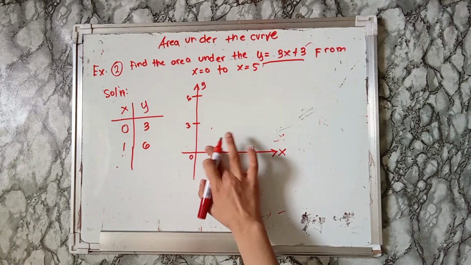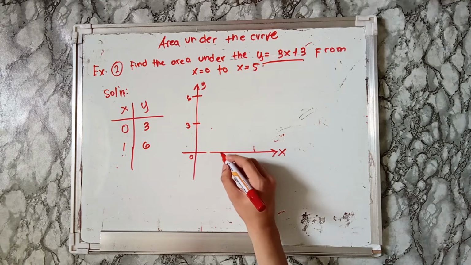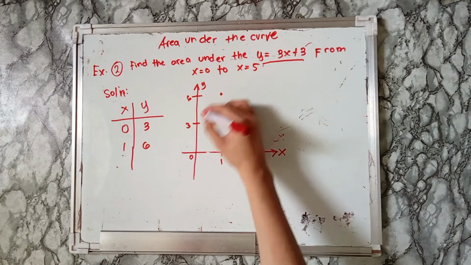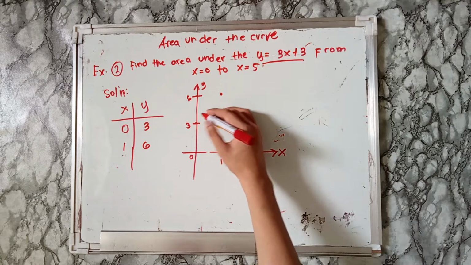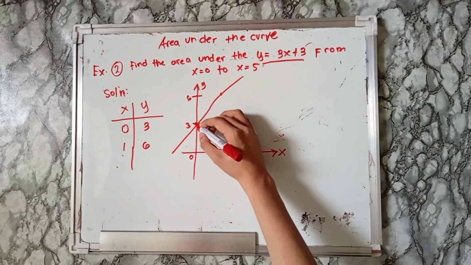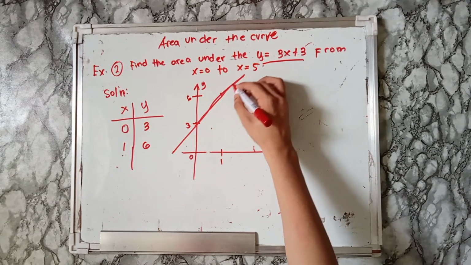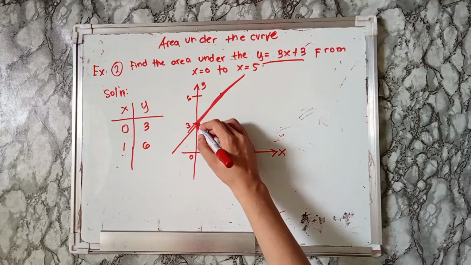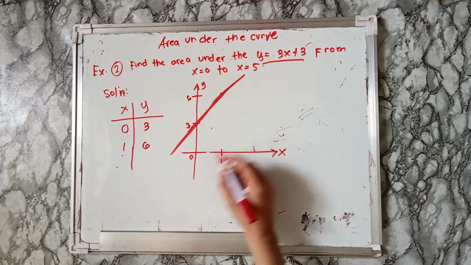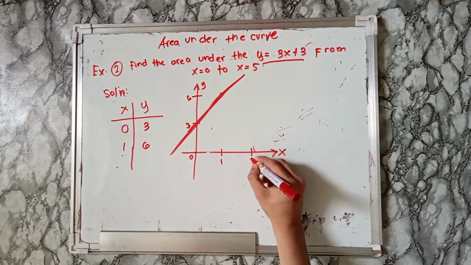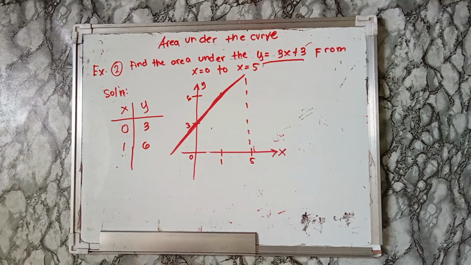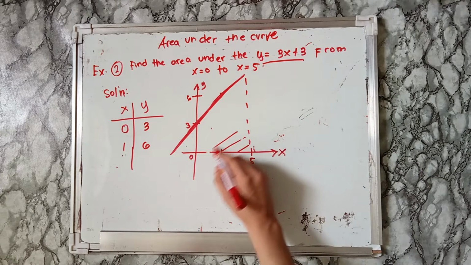Let me put 1 here so that our line is passing. And this is here, right? Let's say from here to here. Supposing this is a straight line, and of course our limit is 0 to 5, so let's just say this is 5, right? So our area of interest is here.